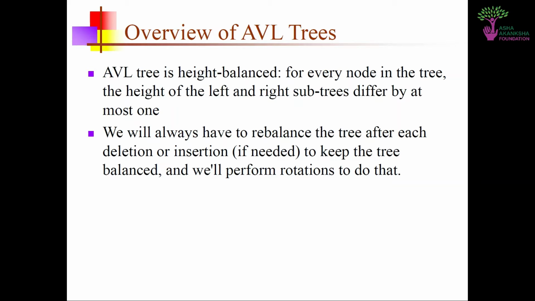As we get to an overview of AVL trees, an AVL tree is a height balanced tree. So for every node in a tree, the height of the left and right subtrees differ by at most 1. As we discussed earlier, we are allowing at most a difference of 1 in the height of the left and right subtree, and we will always have to rebalance the tree after each deletion or insertion. So after each update to a tree, we have to check whether our tree satisfies the conditions for an AVL tree, and if it doesn't, we have to apply some modification to it, such that it becomes a valid AVL tree.